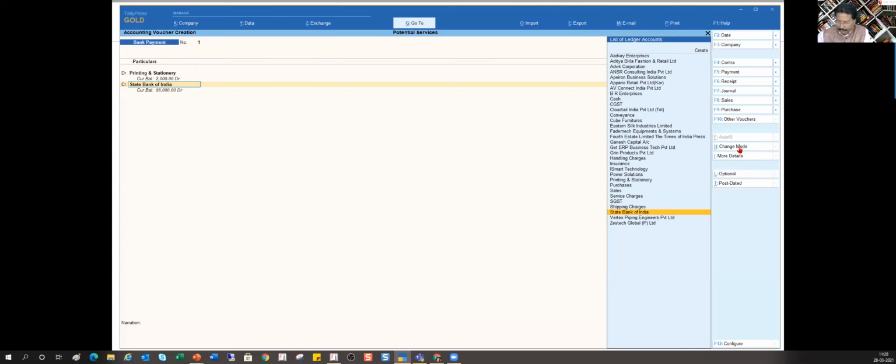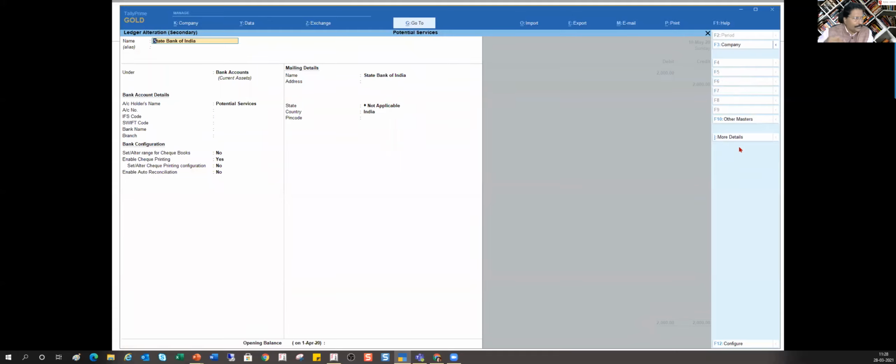Like for example, let us say I am going to now press Control Enter and see what happens. It takes me to the ledger alteration screen. And now here, just below the name, there is alias. What is this alias? Alias is basically an alternate name that you can give for this particular ledger, right? You can have multiple aliases.